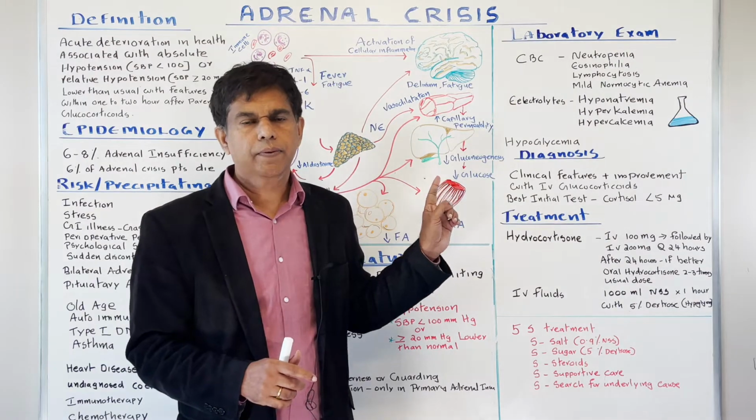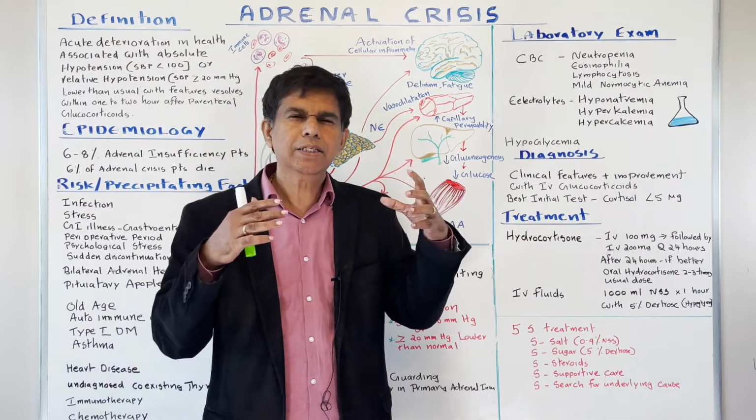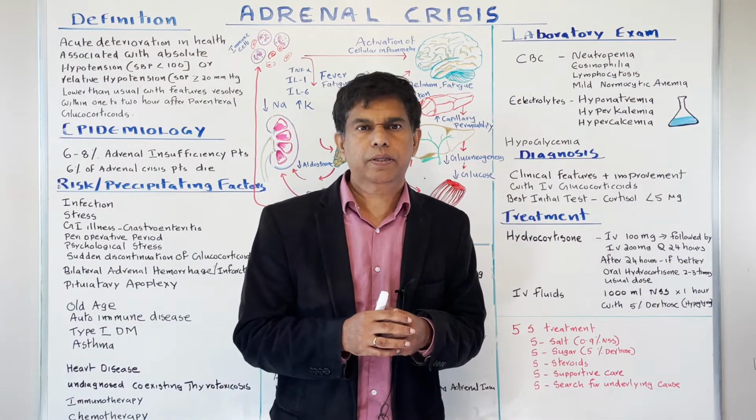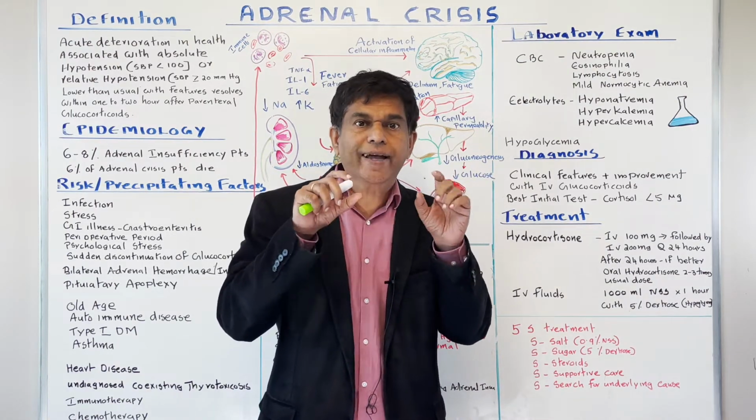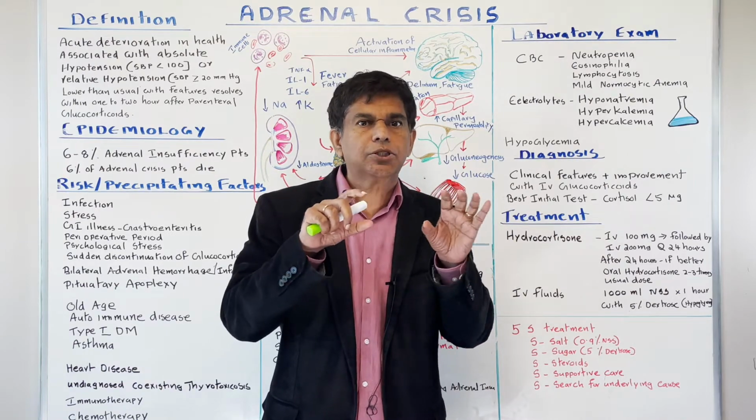Now, the next thing to look at is the adrenal cortex. Cortisol has a synergistic action with norepinephrine, okay? And that keeps our vessels vasoconstricted and our blood pressure in control.